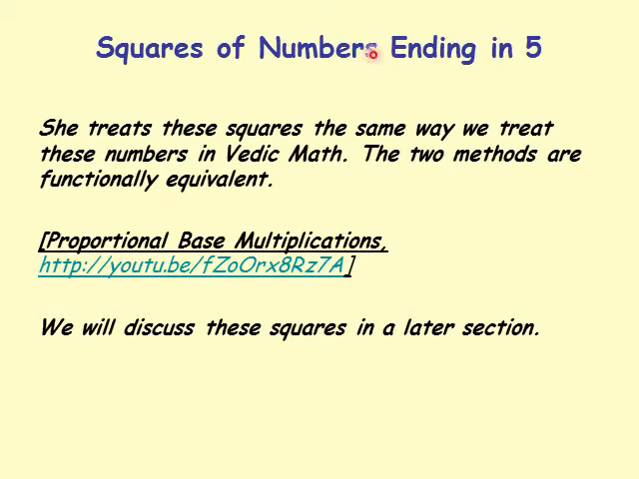Okay, so Kunta Devi uses the same method as we do for the numbers ending in 5, trying to get the square of numbers ending in 5. The method is functionally equivalent, and we will discuss that in a different section.